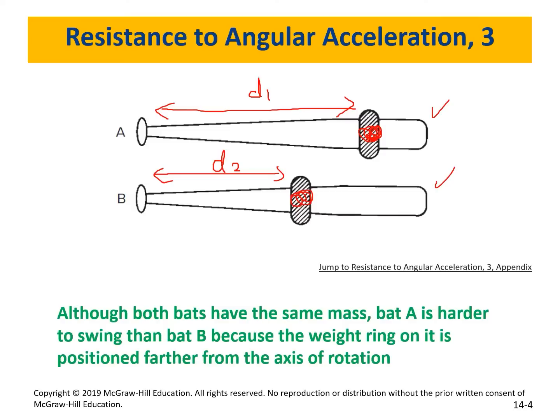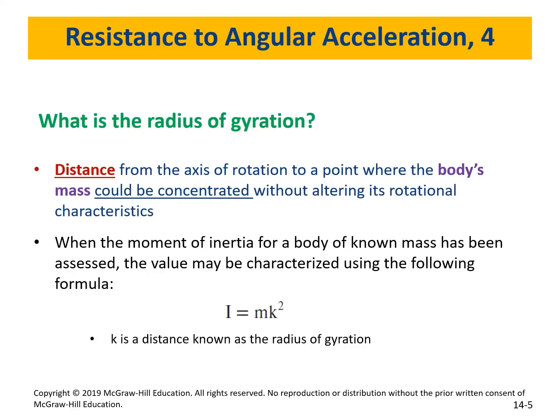Remember the center of gravity? So if you have an object and you say, I would like to concentrate all the mass in one location, that distance between the center of rotation and that point is called the radius of gyration, the gyration radius. It's just like you are assuming or simplifying the whole thing as if it's in one location. So that's the radius of gyration. So what do we call this? The radius of gyration is the distance from the axis of rotation to a point where the body mass could be concentrated. It's an assumption, right? I'm assuming that it's concentrated there without altering its rotational characteristics.